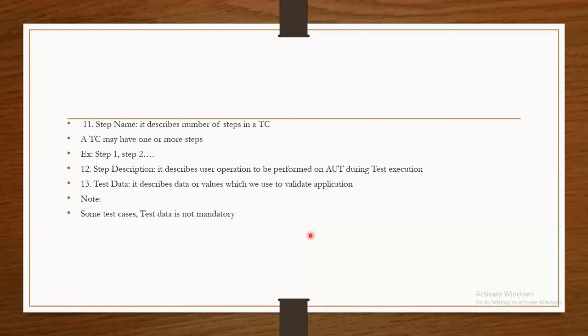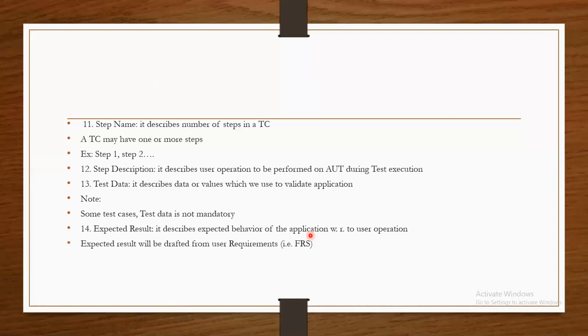Some test cases, test data is not mandatory. Next one, expected result. It describes expected behavior of the application with respect to user operations. So if I click on OK button, how does the application need to respond? Click on OK button, we have to write under step description. And expected result, we have to write how it has to respond.